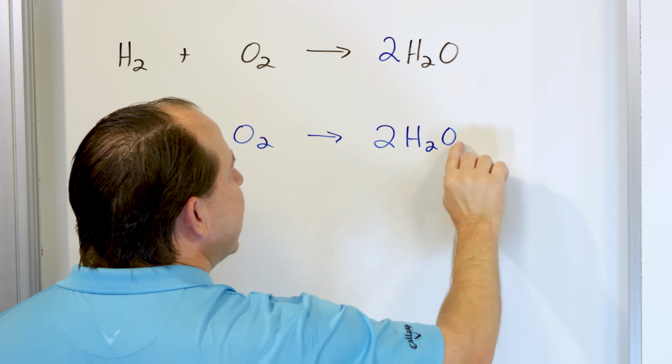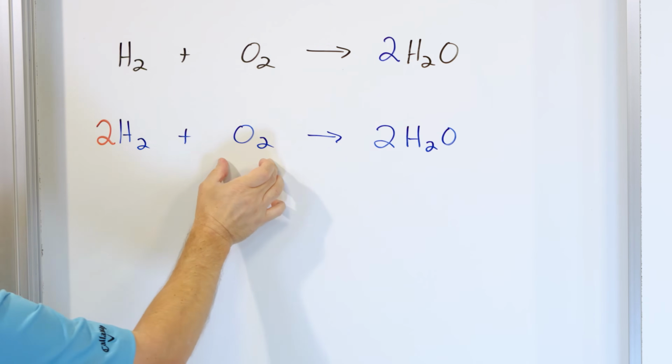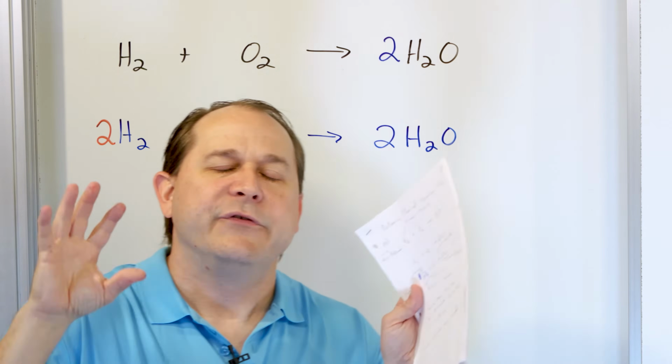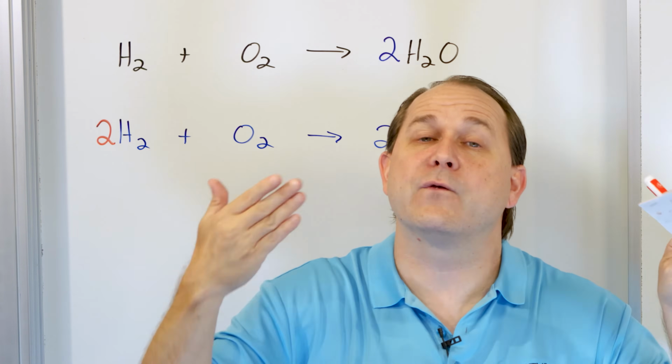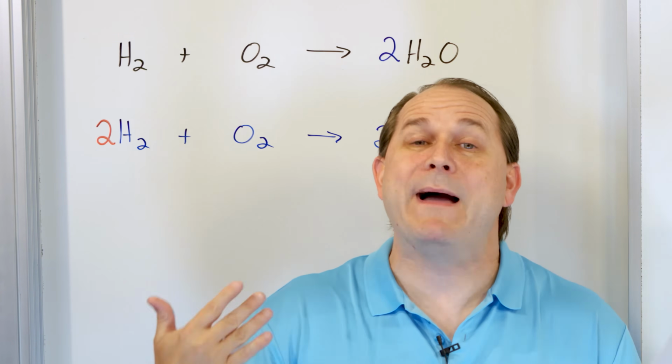How many do we have on the right? There's a 1 here, so 2 times 1 is 2. There's 2 oxygens, so that balances. So by adding coefficients in front of the reactants and the products in the reaction, we can balance the chemical reaction.